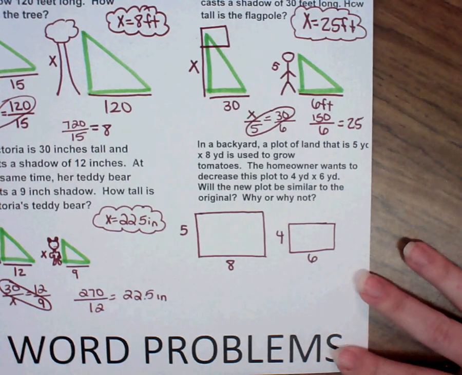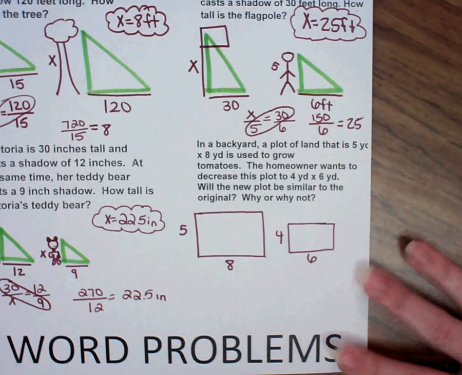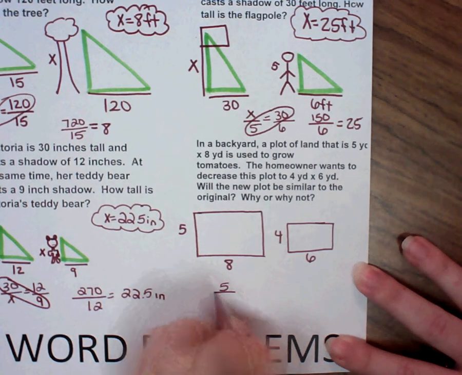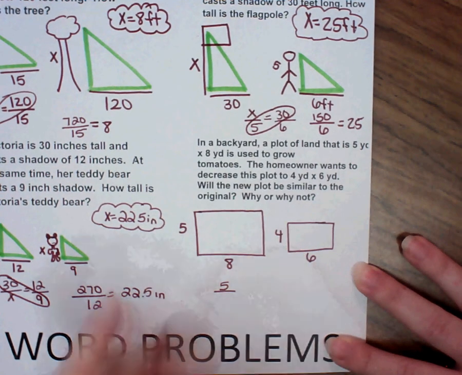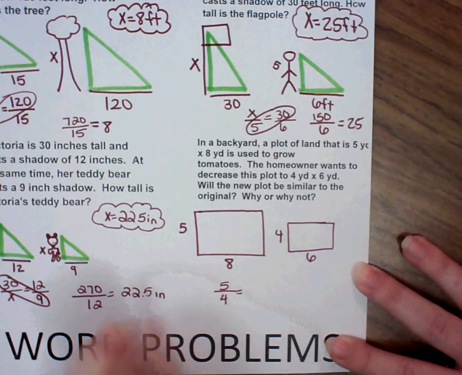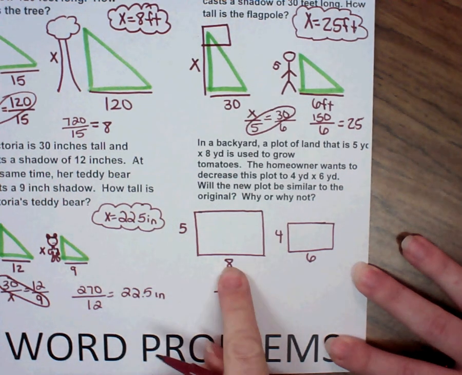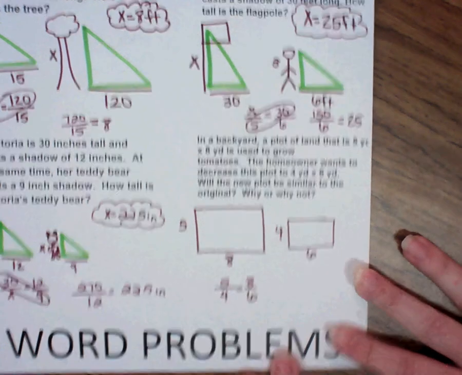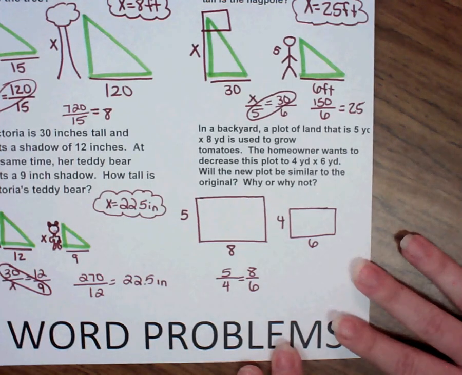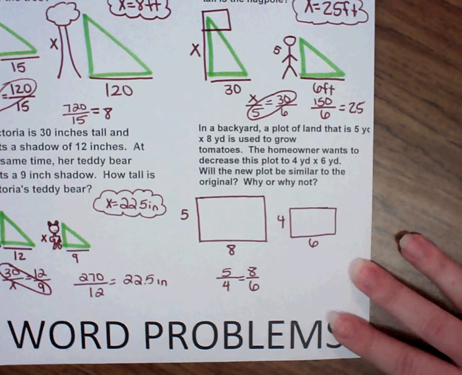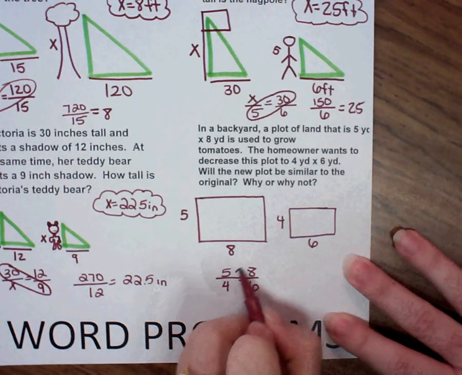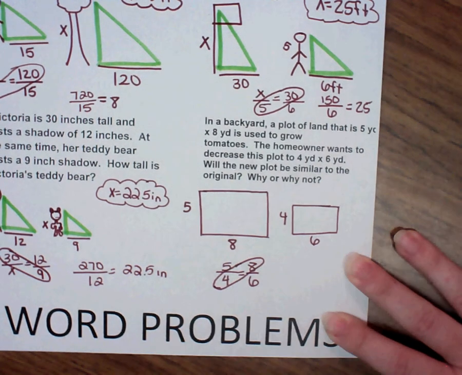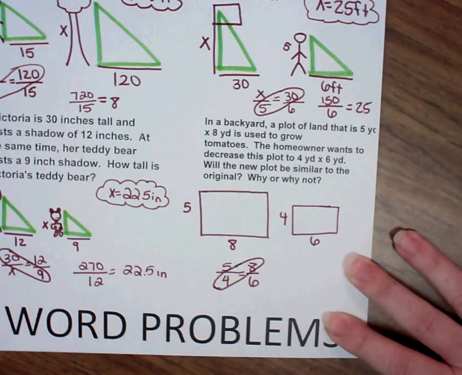So remember, it's big over little. So 5 is in the same spot as the 4, is equal to 8 over the 6. And we want to see if these are proportionate. So remember back when we were talking about proportions, if we cross multiply, in order to know if they are proportional, they should equal the same thing when we cross multiply.